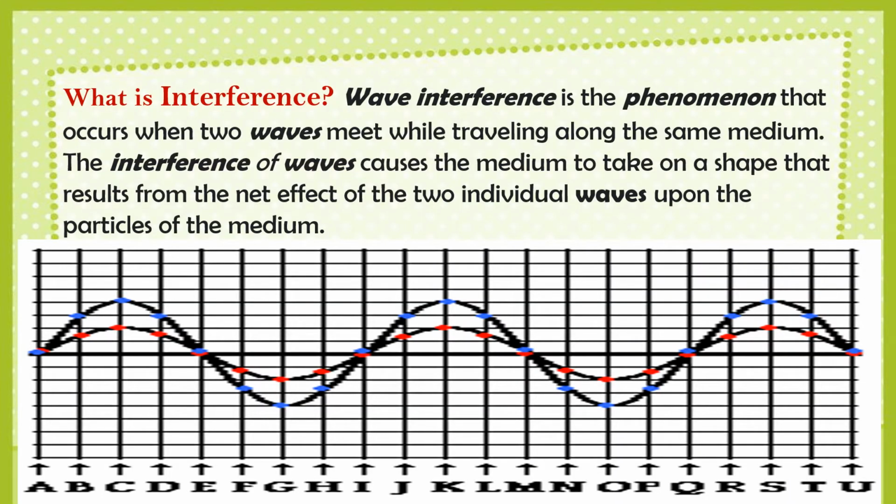Okay. Wave interference is the phenomenon that occurs when two waves meet while traveling along the same medium. So the interference of waves causes the medium to take on a shape that results from the net effect of two individual waves upon particles of a medium. Okay?